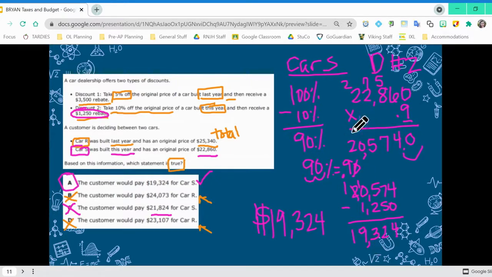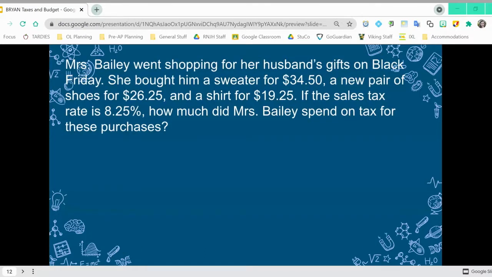So that is an alternative method for working with percentages. If you want to find a percent of a total, multiply by the decimal that equals that percent. We are going to do one more example together about taxes and percents.